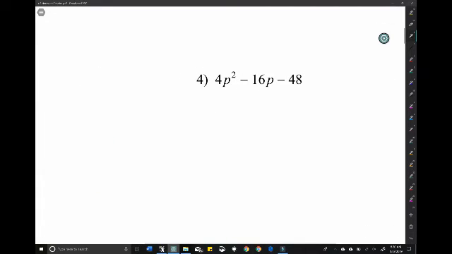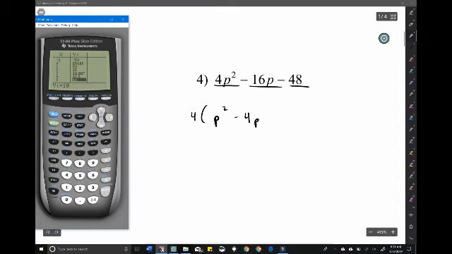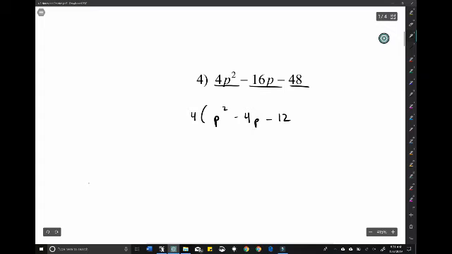Okay, so another one here, removing the greatest common factor. They each share a 4. Let's get that out of the way. It won't always be 4, I know the last one was 4. P squared minus 4p, 48 divided by 4. Don't be a hero if you don't know, just type it on in. Minus 12. Okay. P and P.